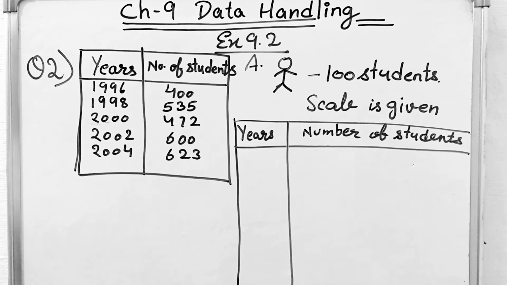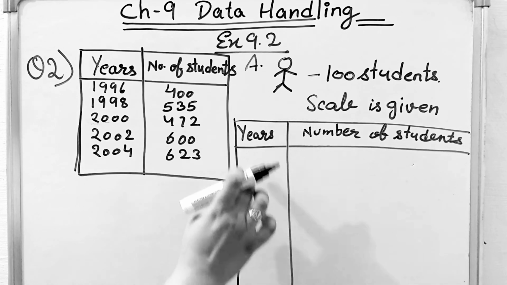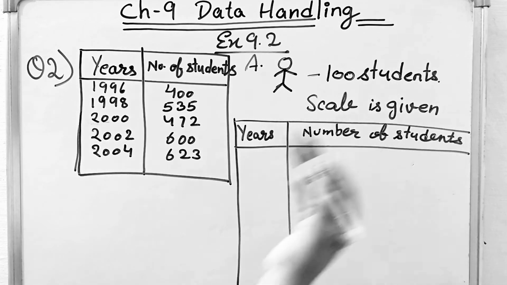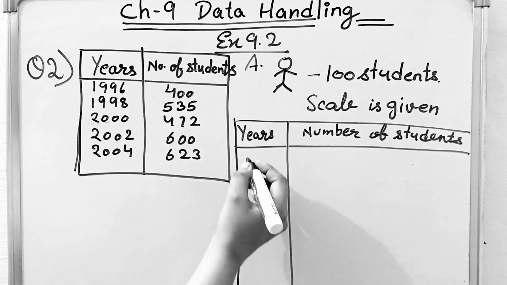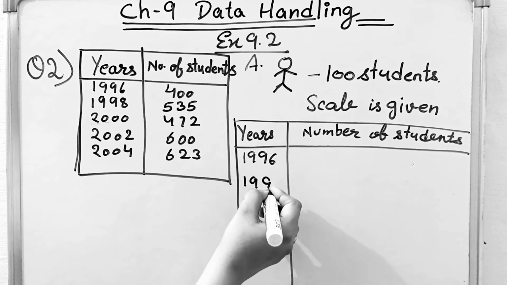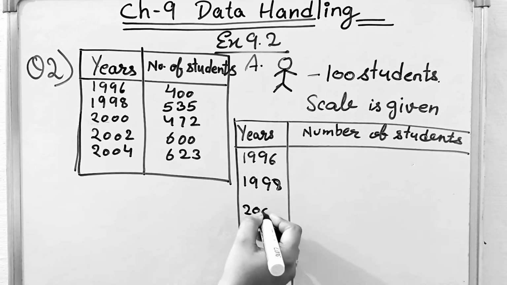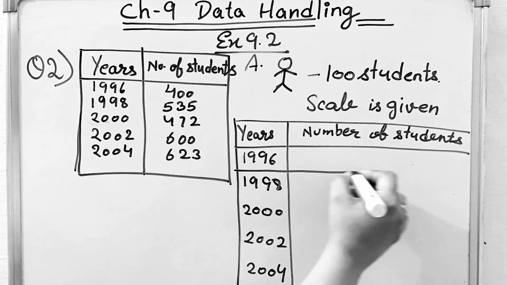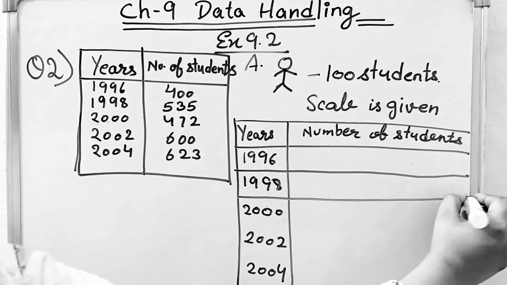So first thing what we have to do, we have to prepare our pictograph according to this given table. For that, we will make a table kind of thing in which the first column will be headed by years and the heading of the second column is number of students. Now we will write all the years here: 1996, 1998, 2000, 2002 and 2004. These were the different years which are given.